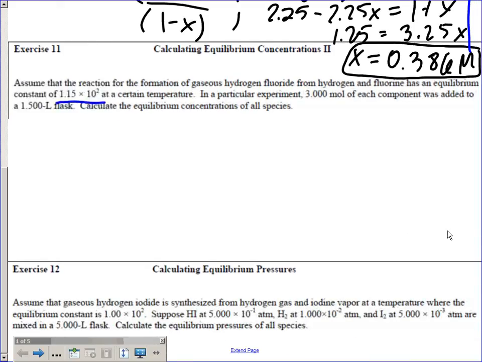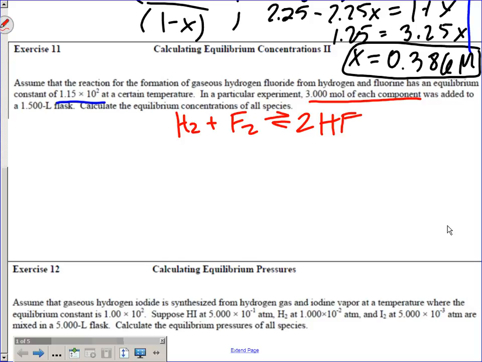How about that balanced chemical equation? What's it look like? I heard H2 plus F2 yields or equilibrates 2HF, hydrogen fluoride. So that's going to cause our K expression to have a squared in it, right? And when I do my ICE box, I'm going to have a 2x in it as well. And each component, so 3 moles of each component, means all of them have an initial starting point.